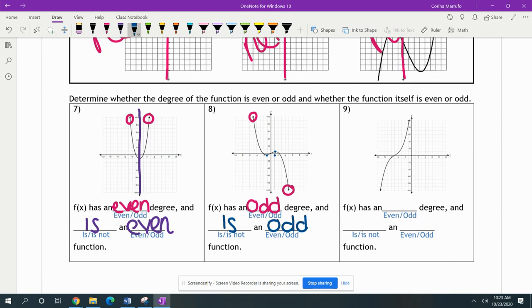Okay, and then the last one here, this one, if we look at the end behavior, it is pointing down and then it is pointing up. So they're pointing in opposite directions. So f of x has an odd degree. Okay, now we're going to check to see. We can't cut it into two equal parts with the y-axis, and if we reflect, say we take this point and reflect it across the x, and then across the y, we end up over there, and we don't land back on the graph, so it is not an odd function, okay, because it doesn't have that origin symmetry.